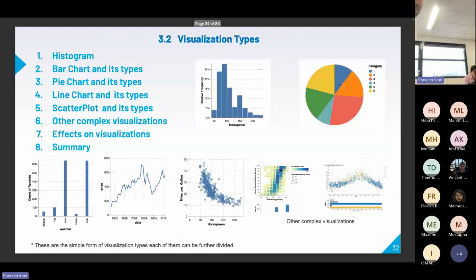What are the different visualization types that are possible? The first one is the histogram. The second one is the bar chart and its types. The third one is the line chart and its types, then the scatter plot and its types. Then we can see other complex visualizations like heat maps, or maps only. There are also some effects on the visualization, like brushing and labeling.